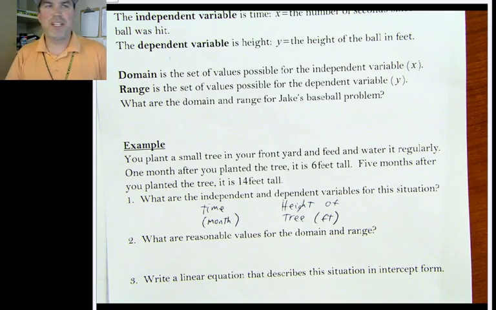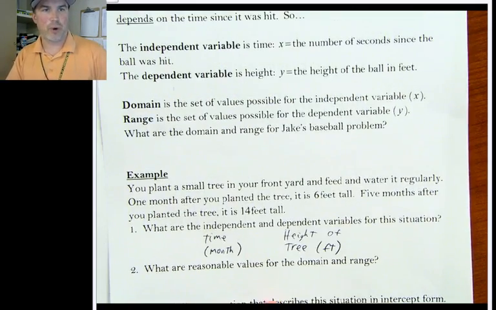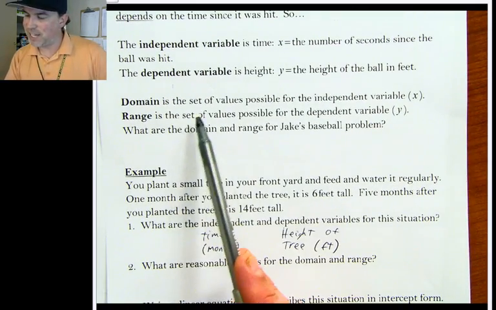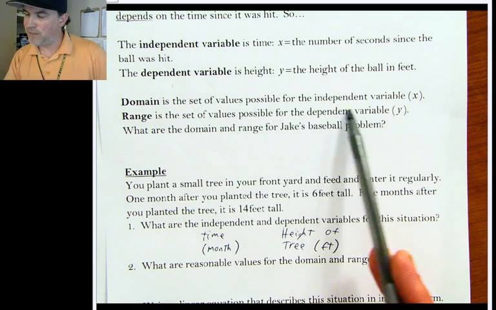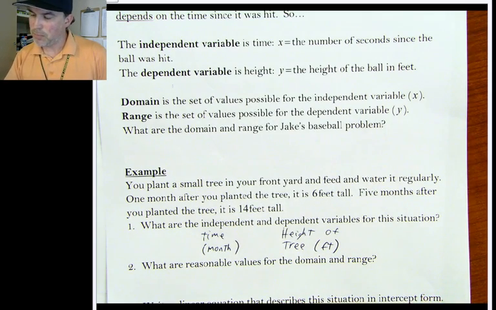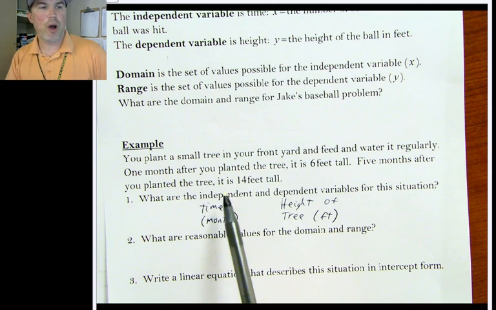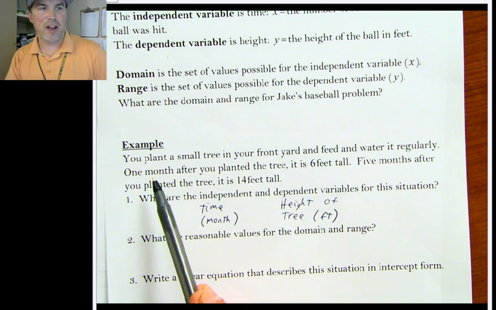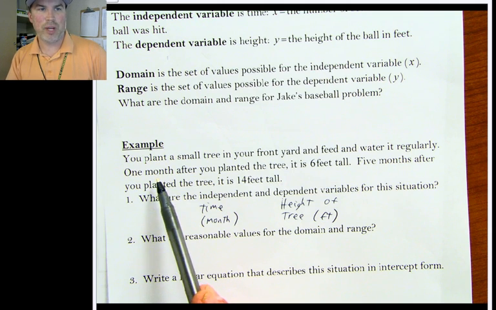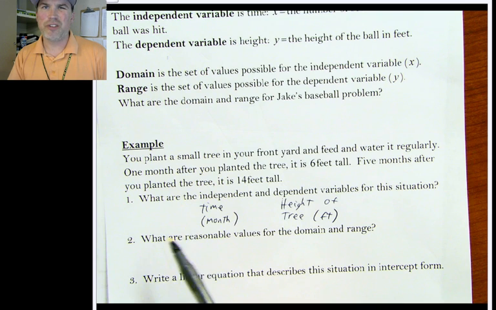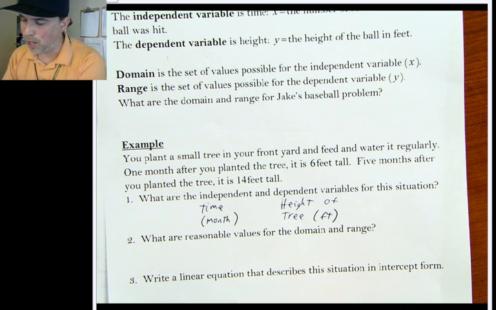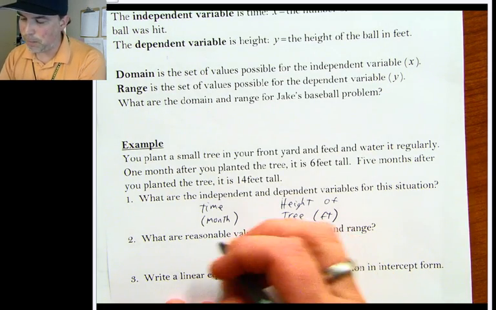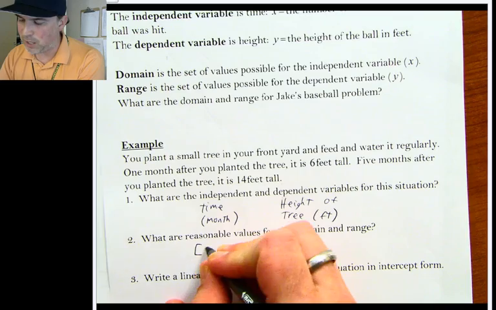Okay, now reasonable domains and ranges for it. Domain is the set of possible values of the independent variable. Well, in this particular problem, the way that we wrote it, we started at 1 month after you planted the tree, and we don't actually know how tall the tree was when we planted it. We only know how tall it was at 1 month. So a reasonable bottom value for a domain would be 1.